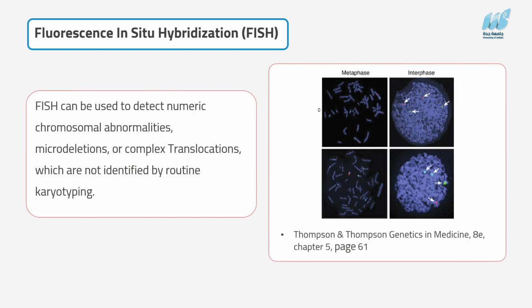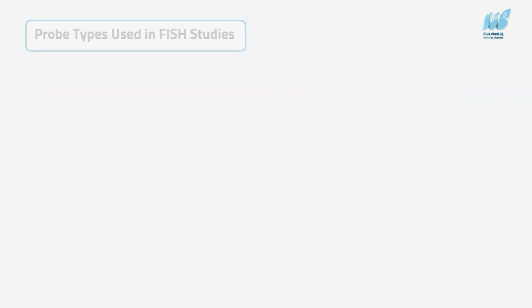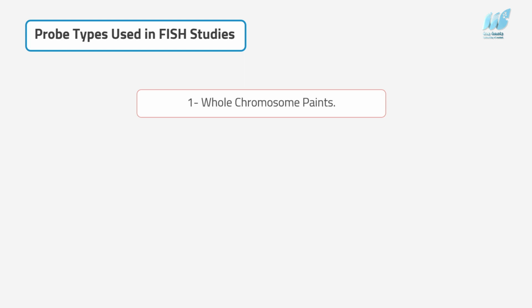FISH can be used to detect chromosomal abnormalities which are not identified by routine karyotyping. FISH can be used to test for missing or additional chromosomal material as well as chromosome rearrangement. The FISH technique can be extended with multiple colors to detect several possible alterations of chromosome number. There are several probes used in FISH, which depend on the genetic test that needs to be done. For example, whole chromosome paints can be used to stain the whole chromosome. However, the centromeric probe is more specific to the centromere region.